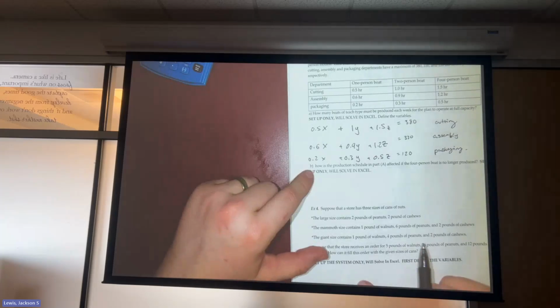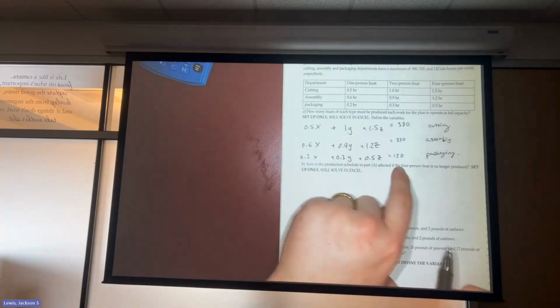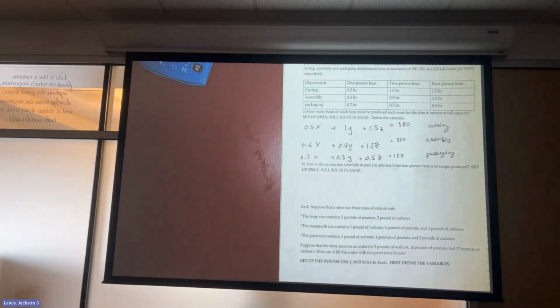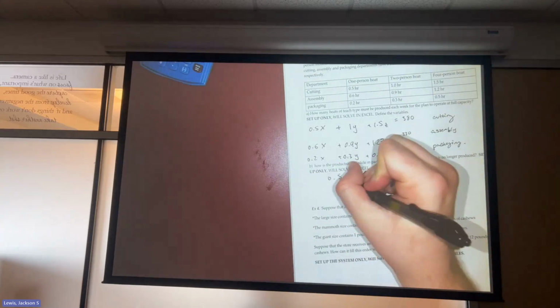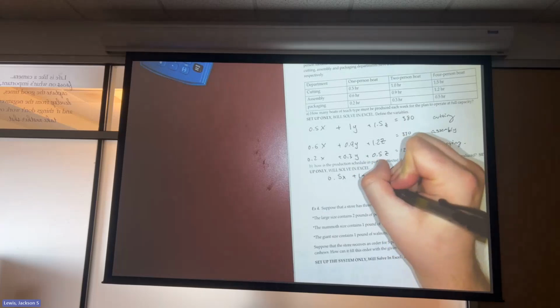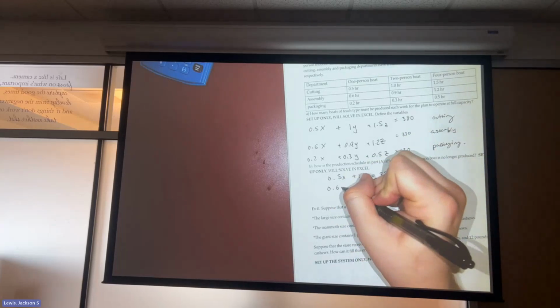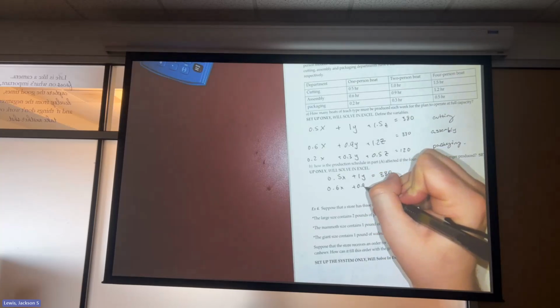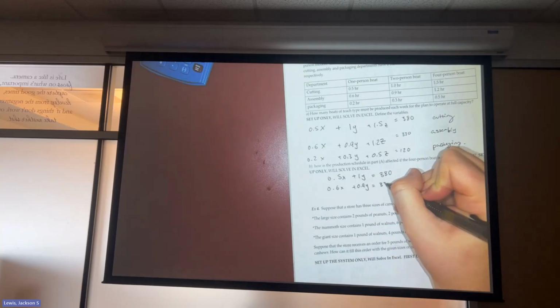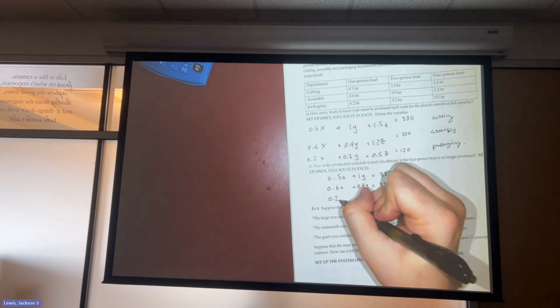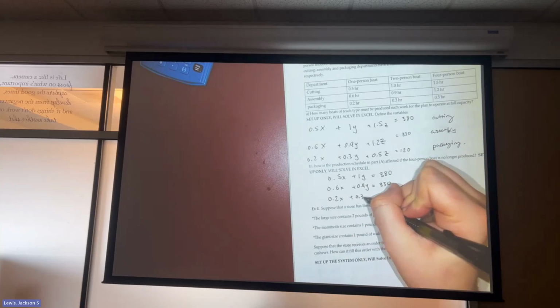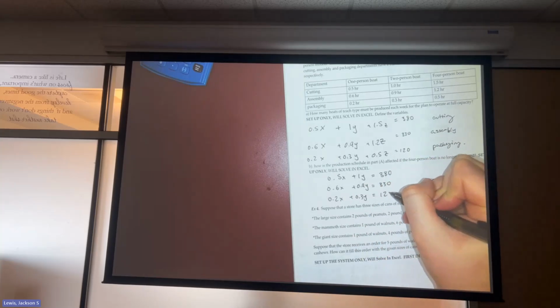It says, how is the production schedule in Part A affected if the 4-person boat is no longer produced? So we're going to set this up. So this means that just 0.5x plus 1y equals 380, 0.6x plus 0.9y equals 330, and 0.2x plus 0.3y equals 120.